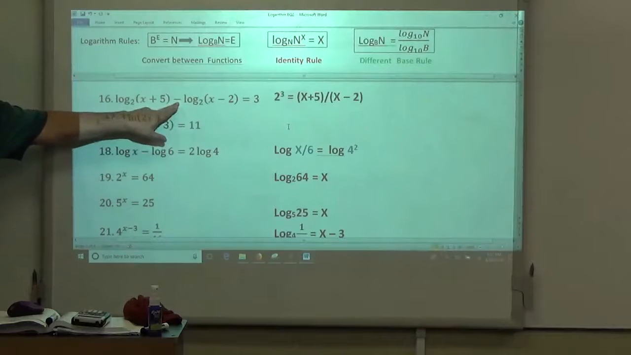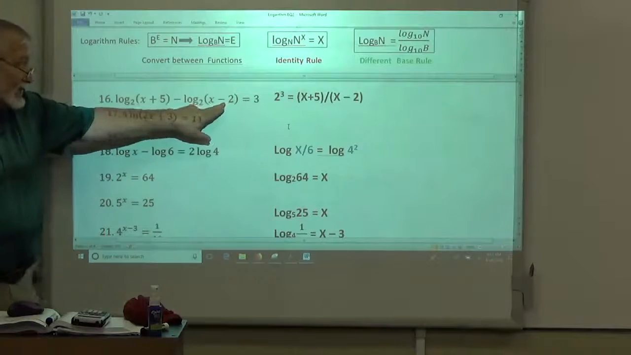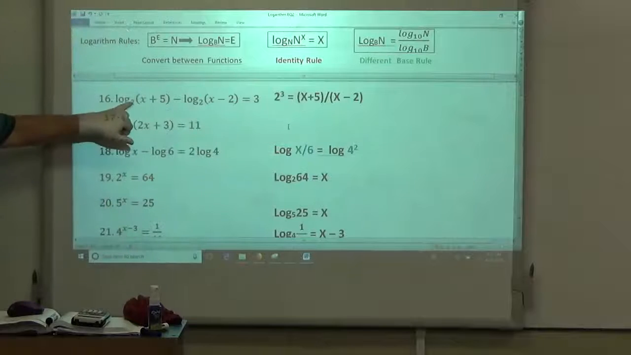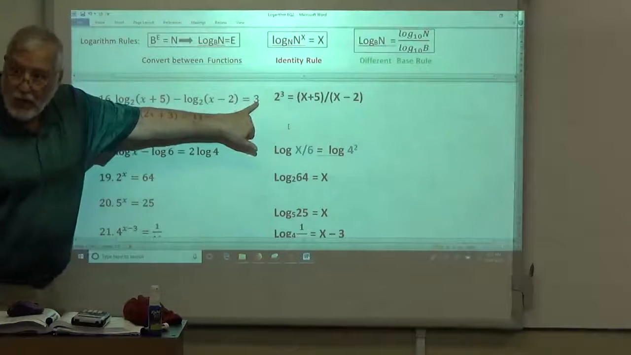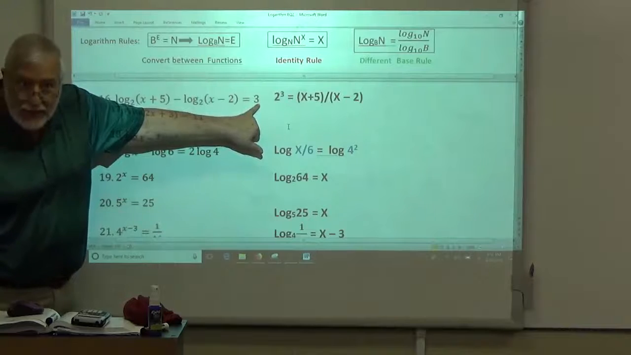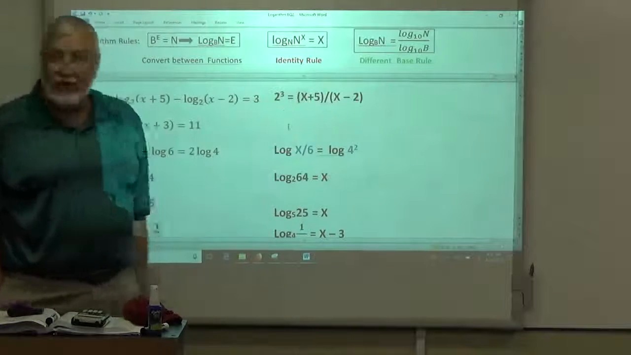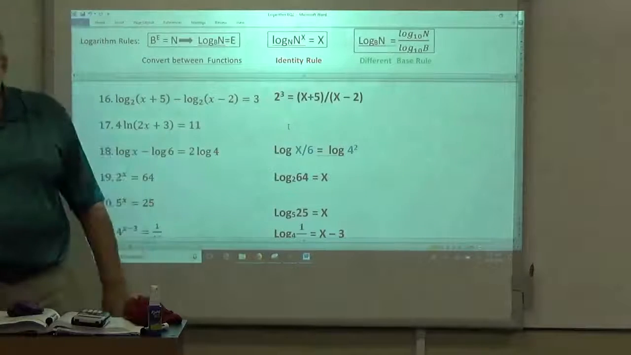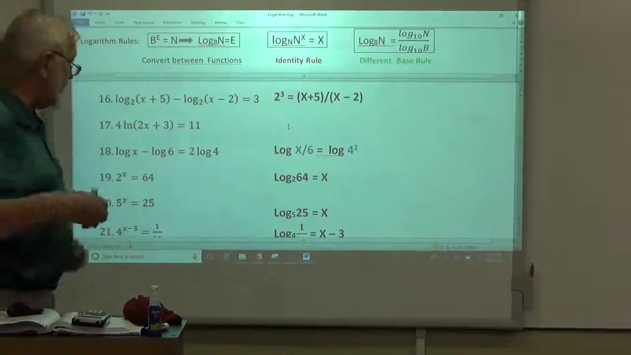Okay, now what do you see here? Again, you see the minus? What's that mean? So, divide. Divide the number. So this divided by this, which is right here. And then the base is 2. So 2 to the 3rd power. Why? Because logarithm is an exponent. So therefore 2 to the 3rd power equals this divided by this. Now what is 2 to the 3rd power? 8.